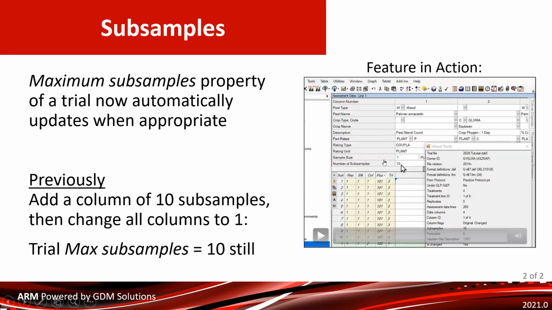And then we dealt with the subsamples property within the trial. You used to, if you put in 10 for one of your columns, it would expand the whole trial to support 10 subsamples. And then if you came back and changed that to a 1, the trial was still expanded to have all 10, which didn't make any sense. If you don't have any columns that have that many subsamples, why do we still have those 10 hiding in the background? So we made that simpler to use.